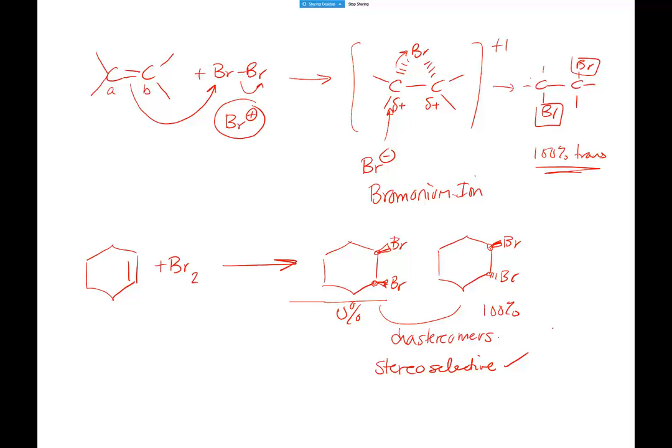Now, that's great. What about this molecule? What about this reaction is different than the one we did before with the carbocation? Well, if you only form one chiral center, the reaction is not going to be stereoselective. But how many chiral centers did I form here?